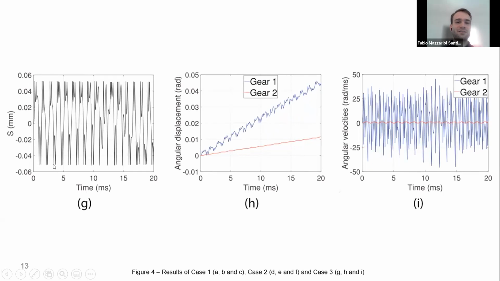Finally, we have the third case, initial speed of gear 1 together with high frequency sinusoidal torque. And we can see the displacement between teeth very noisy because of this high frequency torque. But we can see also transfer of movement between the gears due to the initial condition of gear 1.